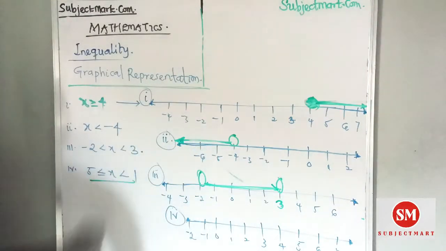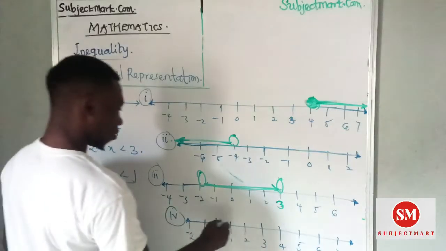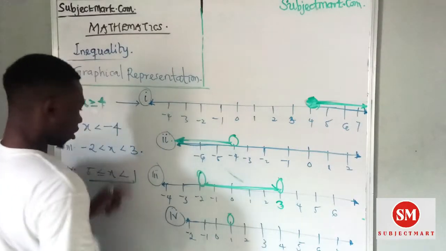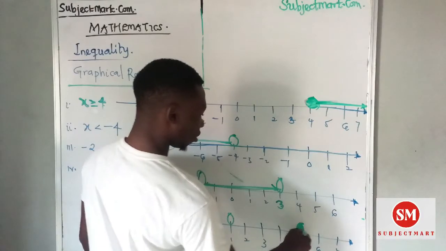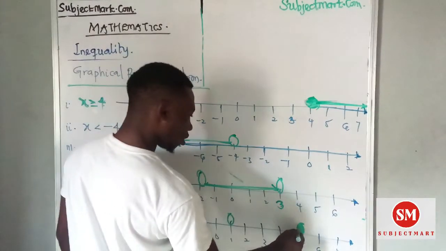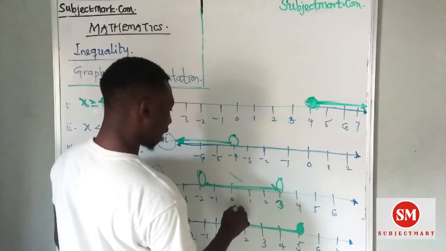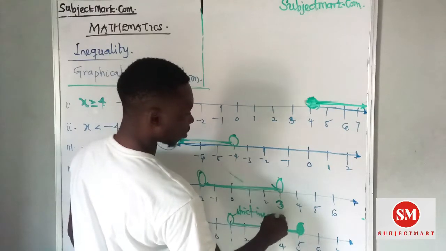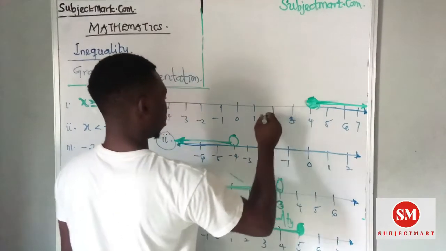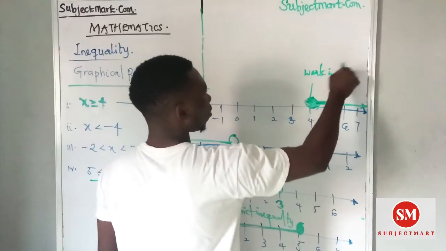Now look at this fourth one. He said 5 is less than or equal to x is less than 1. This is your 1. This is your 5. They say 5 is less than or equal to, so this becomes shaded, and this is open. So your value is from this to this place. So these open ones are strict inequality. The shaded ones are your weak inequality.